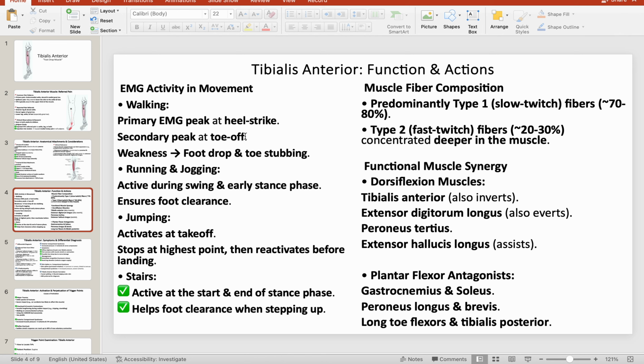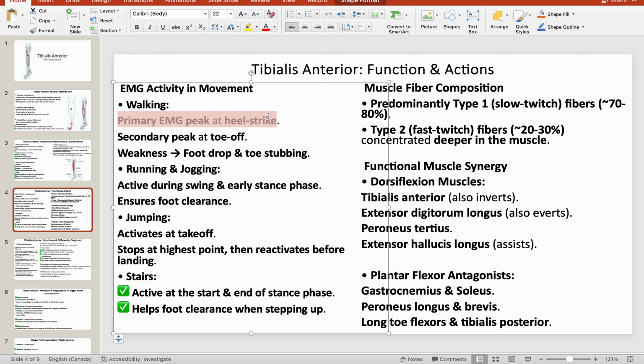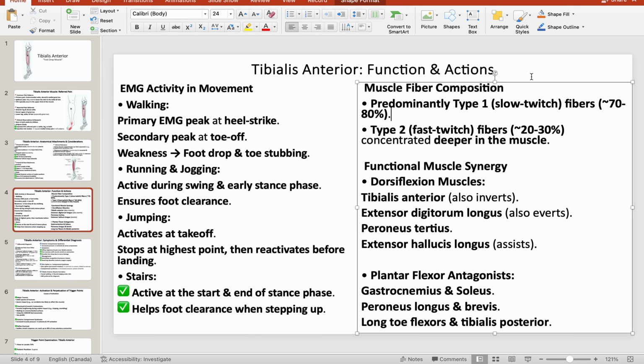And same thing with jogging and running. Active during swing and early stance. So when someone says, I start getting shin pain or I start getting ankle pain as soon as my leg lands onto the pavement, well, you kind of have an idea of when it's happening. So when it comes to the tibialis anterior, these are the key things you have to realize. It happens at heel strike and during toe off. Those are the points of when that tibialis anterior is firing the most.